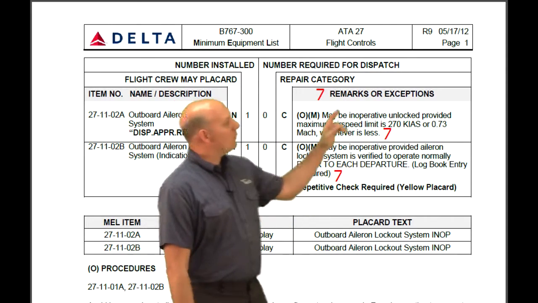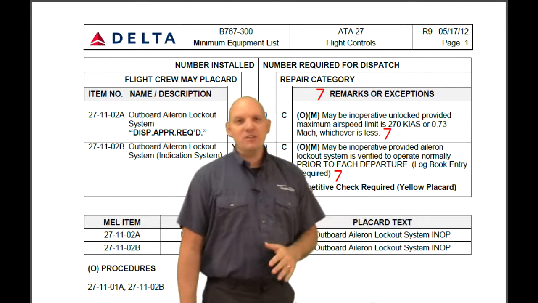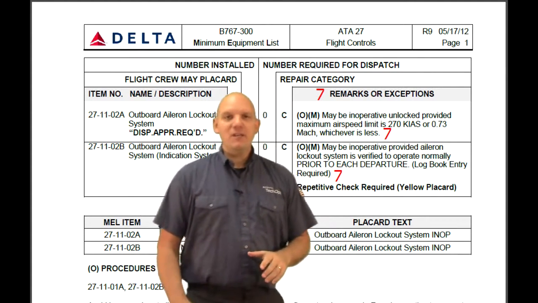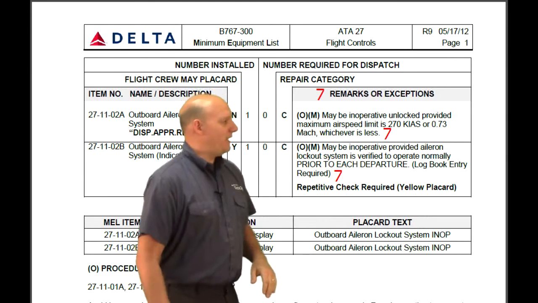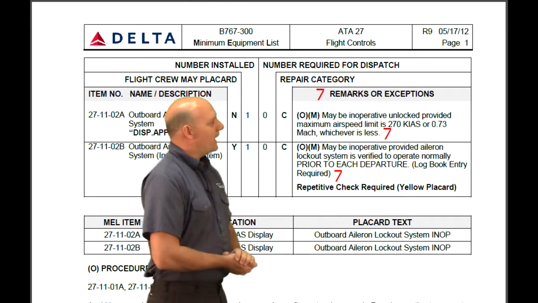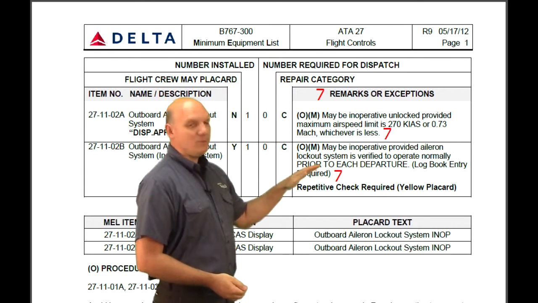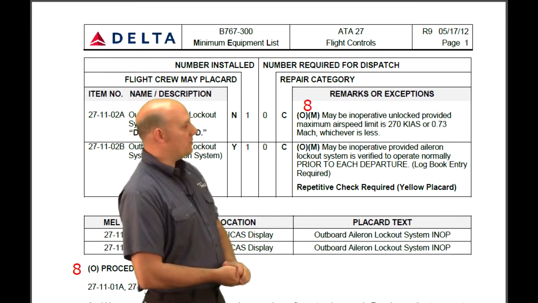Number seven, remarks or exceptions. Here we're going to get information on whether a certain number of items are going to be prohibited or permitted to be deferred. We have specific procedures that are initiated by either the flight crew or maybe maintenance. That's where the O's and the M's come in. That's our last item, the O's and the M procedures.